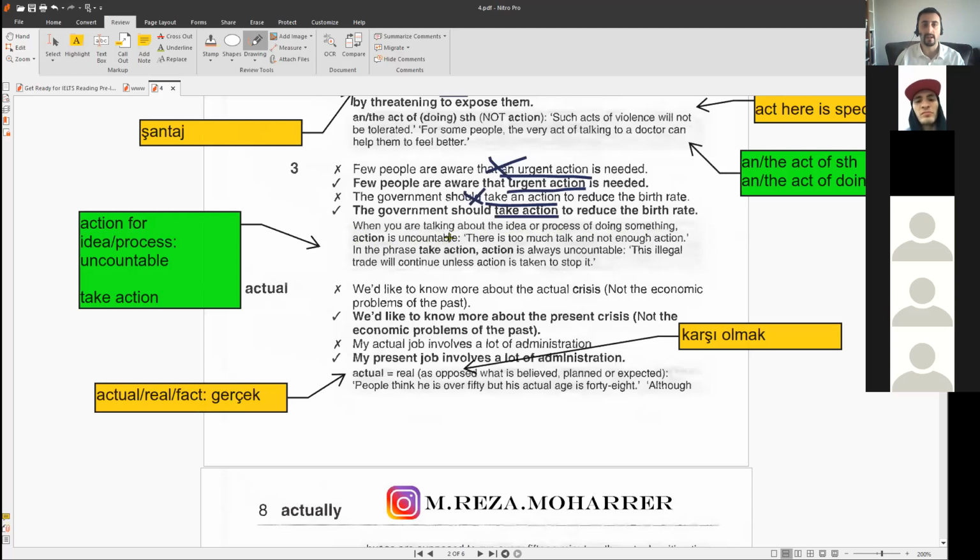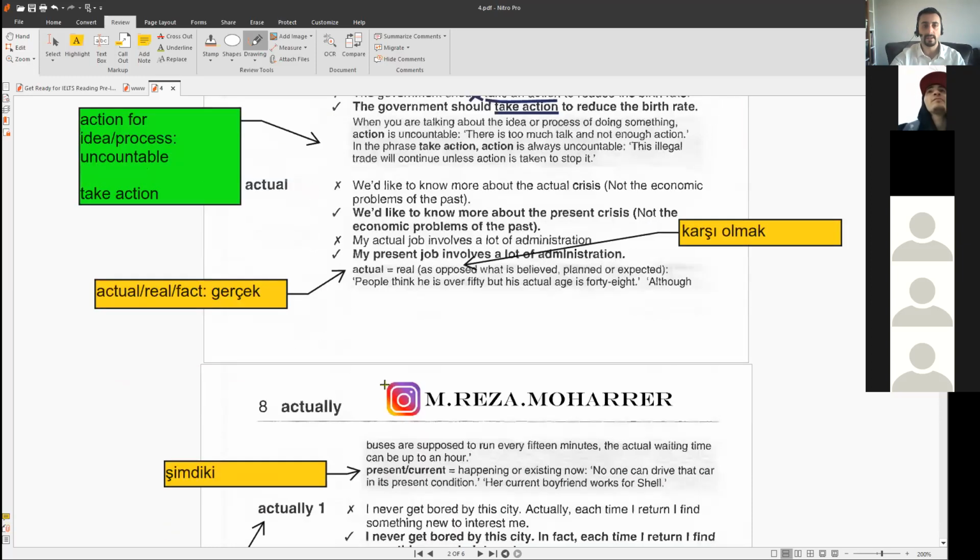In the phrase take action, action is always uncountable. This illegal trade will continue unless action is taken to stop. So whenever we use take and action, in that case, action is uncountable. So we say take action to reduce, not take an action to reduce. Thank you so much.